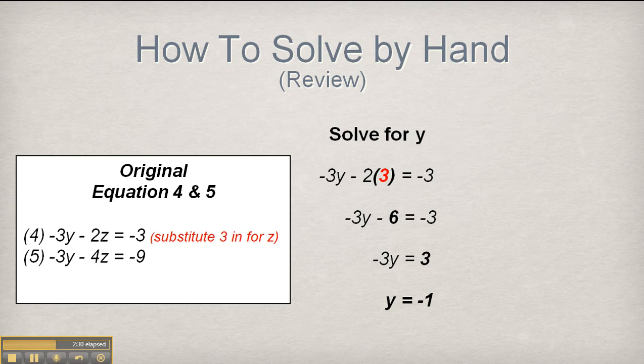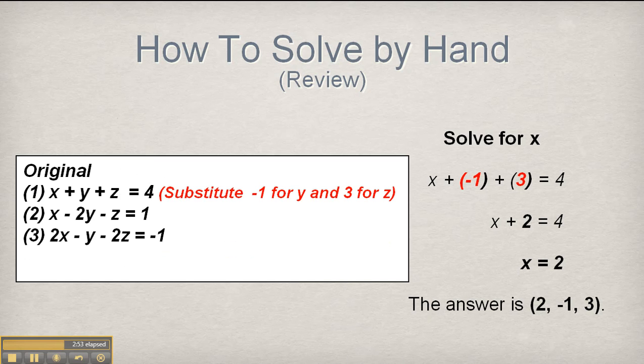Okay, now we're just going to go back to equation 4 or 5, and it does not matter which one you use. I have used equation 4, and I have just plugged in that 3. We just solved for z, and we know that it's 3, so I put the 3 in for z, and we know that -2 times 3 is -6. Add 6 to both sides, put the 3 over here, divide both sides by -3, and we now know that y is -1.